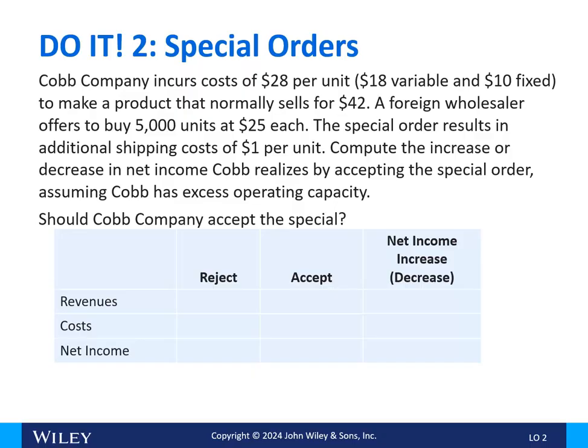So let's do another one. Cobb Company incurs costs of $28 per unit, 18 variable and 10 fixed, to make a product that normally sells for $42. A foreign wholesaler offers to buy 5,000 units at $25 each. The special order results in additional shipping costs of $1 per unit. Compute the increase or decrease in net income Cobb realizes by accepting the special order, assuming Cobb has excess operating capacity. Should they accept it?